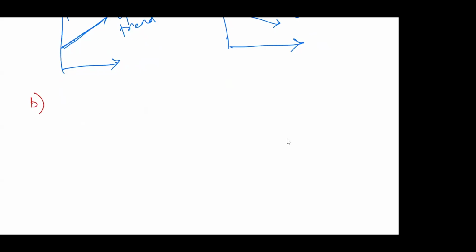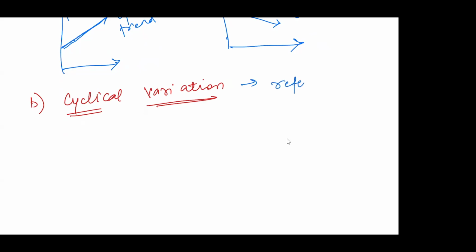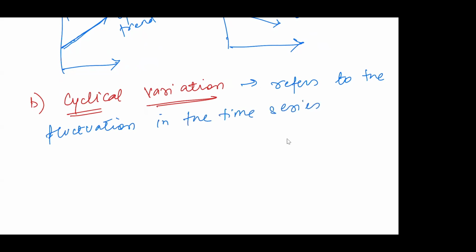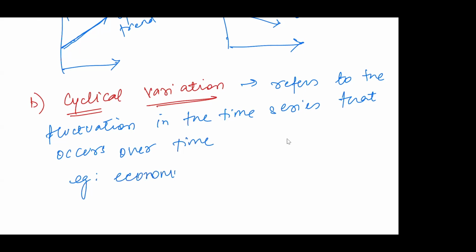The second component is cyclical variation. What do we mean by cyclical variation? Cyclical variation refers to the fluctuation in the time series that occurs over time. An example of cyclical variation is economic cycles or business cycles.